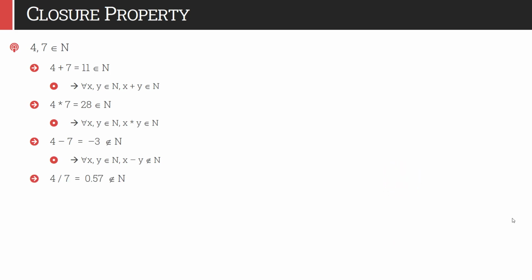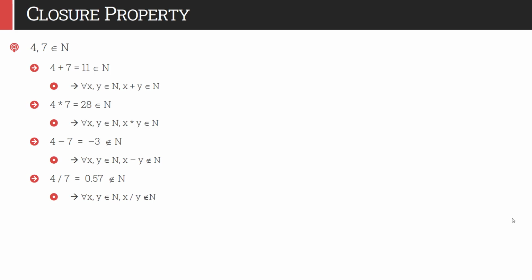If we consider the division operation, maybe 10 by 5 is 2, so that is in N, but from that we cannot claim that division is closed. 4 by 7 would be 0.57. It is a fractional number, so it is not part of N, and hence we can say that set N is not closed under the division operation.